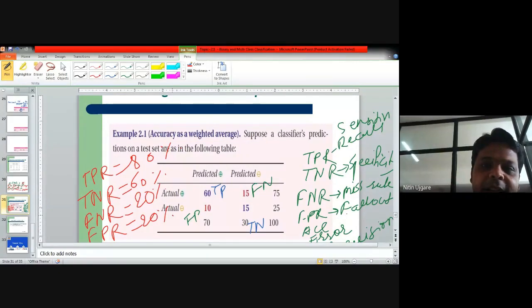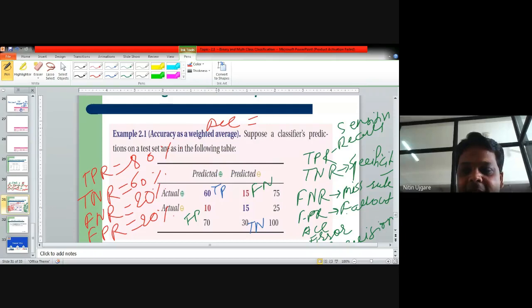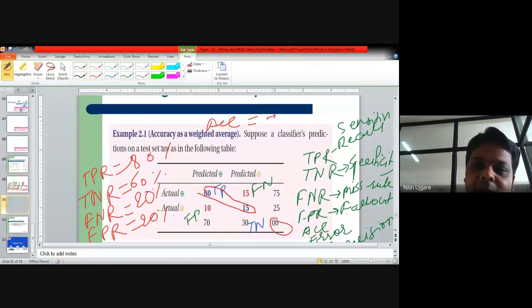What is the accuracy of the classifier? The classifier's accuracy is 75%, right? Because out of these 100 instances, 75 instances are correctly classified. That means the accuracy is 75%. Once we know the accuracy, we can easily calculate the error rate. Error rate is 1 minus accuracy, so I get the error rate to be 25%.